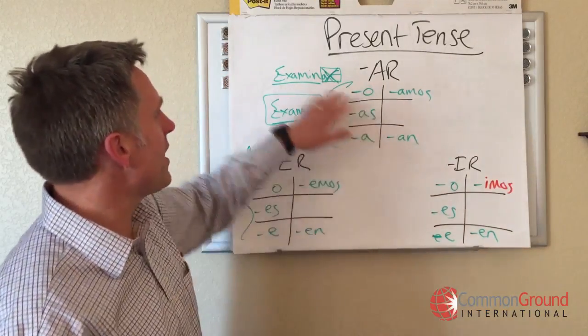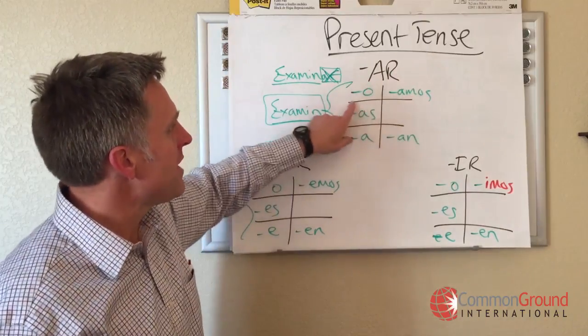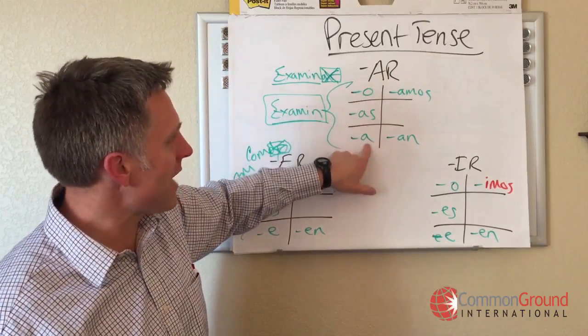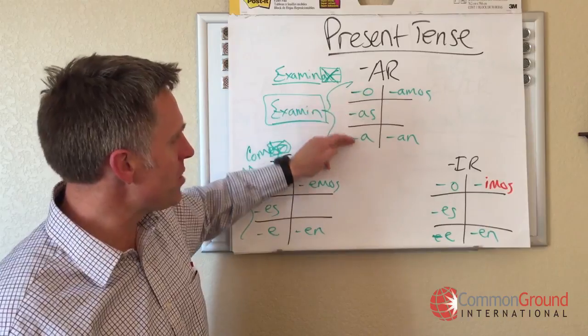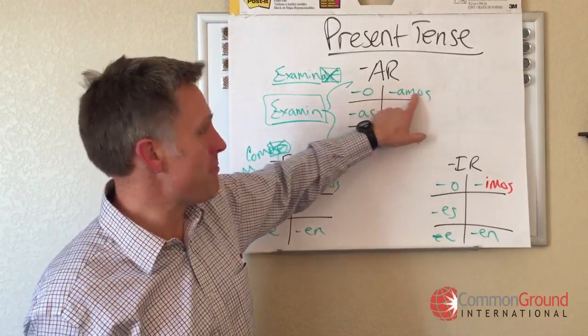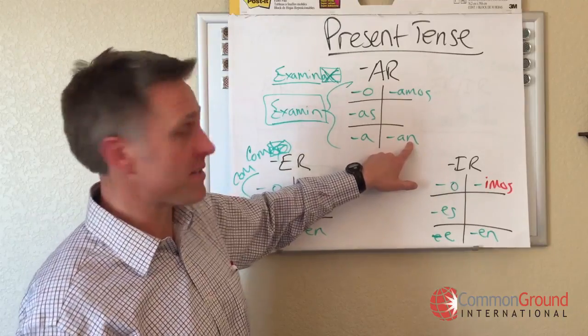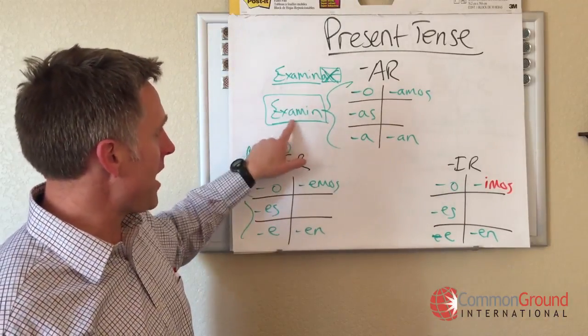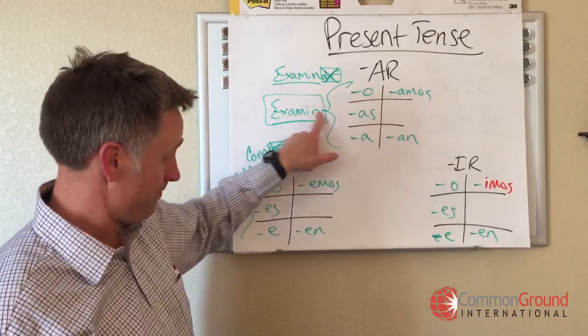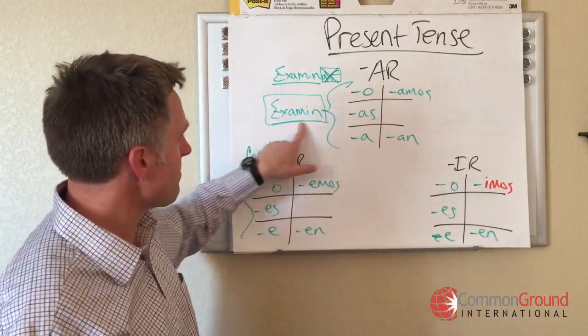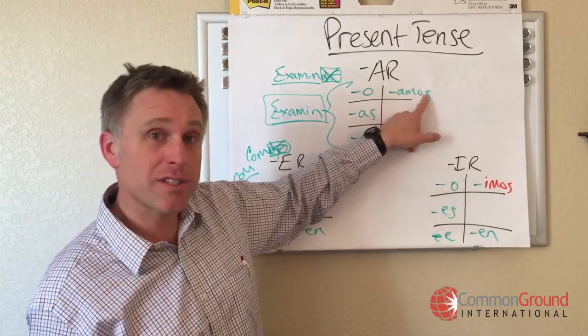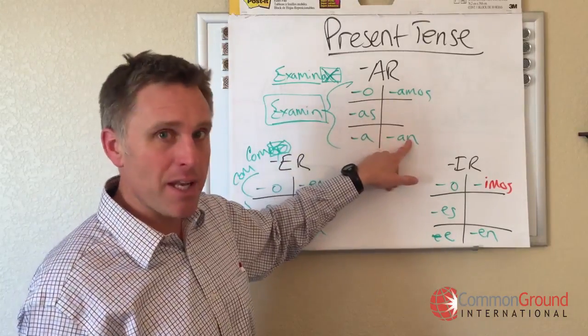Okay, so we've got our examinar, AR verbs. These end in o, as, a for yo, tú, él, ella, usted, amos for nosotros, and an for ellos, ellas, and ustedes. And so with a verb like examinar, we've got yo examino, tú examinas, él examina, nosotros examinamos, ellos examinan.